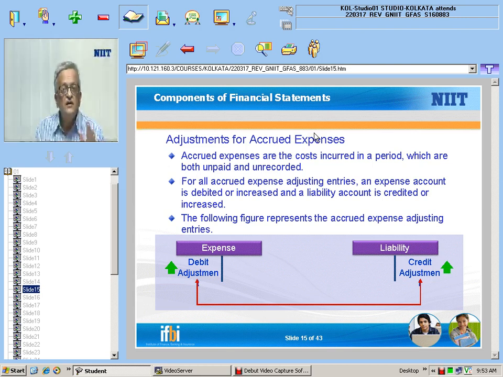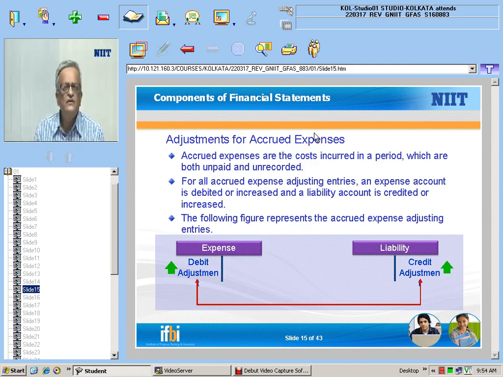When the time comes for payment to that person, when the person comes and says, give me my payment, I will debit my liability account and pay him the money. I will not debit expenditure again because expenditure has already been debited earlier. This is the concept of accrual. In the case of accrual concept, any cost which is incurred, I will debit my expenditure account and credit my liability account, accrued expenses.